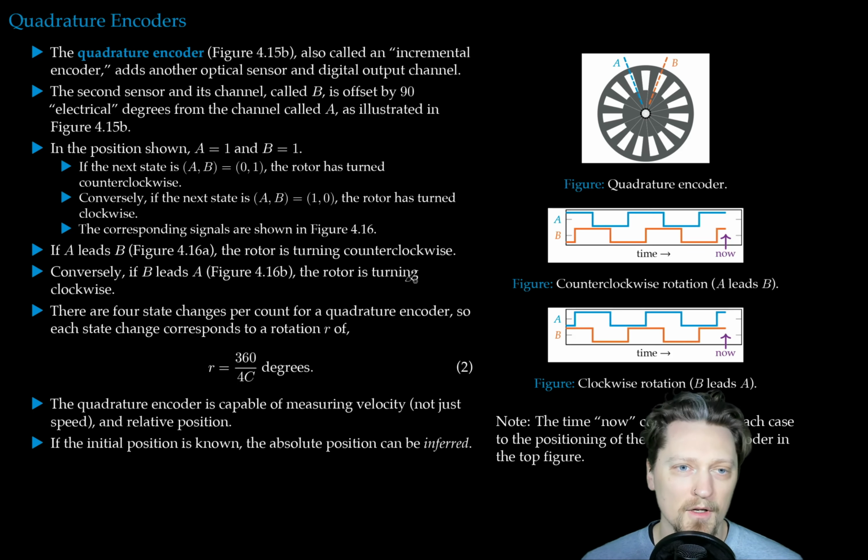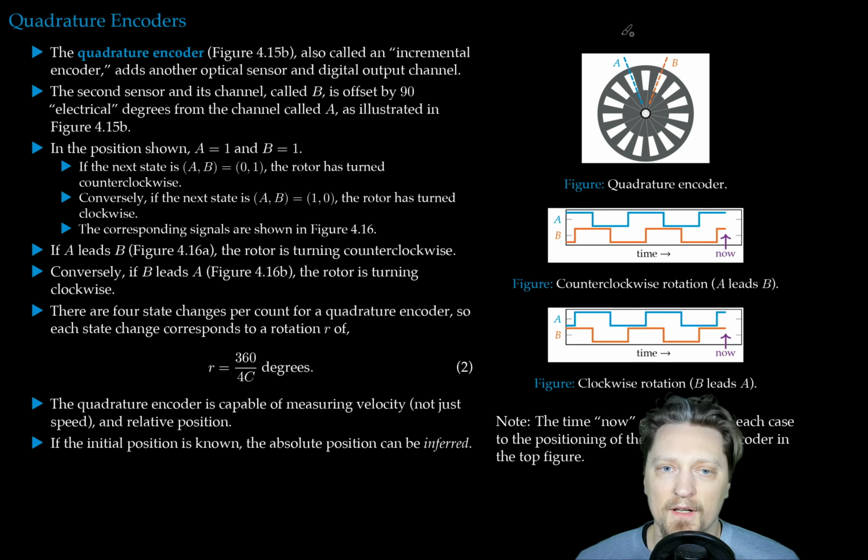Okay, quadrature encoders. The quadrature encoder, shown at right, also called an incremental encoder, adds another optical sensor and digital output channels. Now we've got two sense lines, A and B.